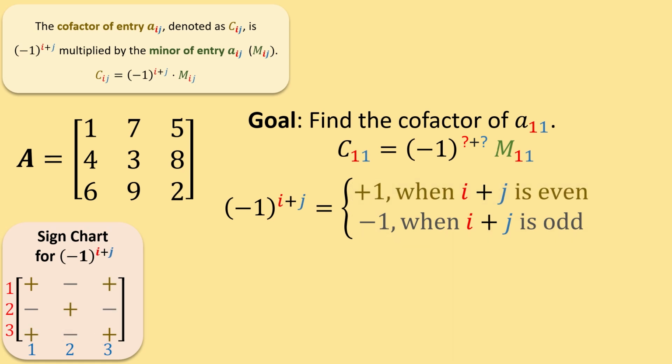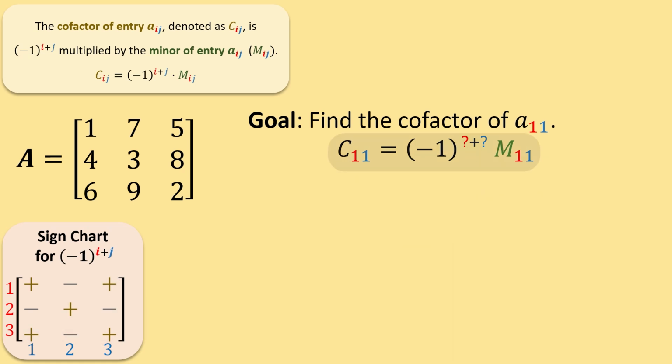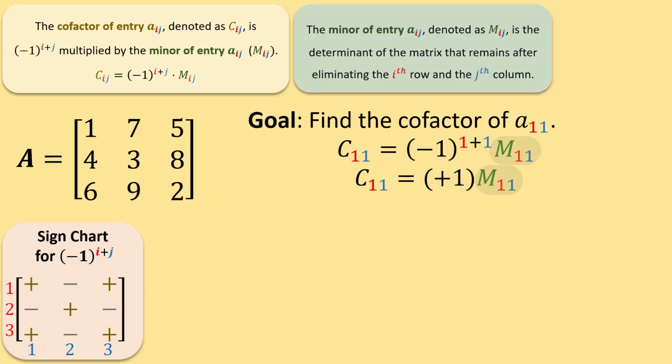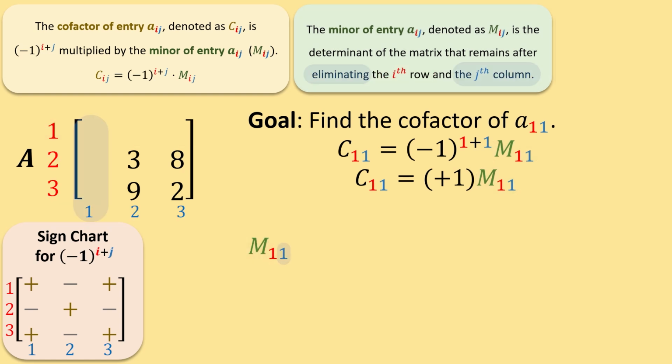Now to find our cofactor C sub 1, 1, we then take the sign in row 1, column 1, which is a positive symbol, and then we multiply that by the minor of entry a sub 1, 1, denoted by capital M sub 1, 1. To find capital M sub 1, 1, delete row 1 and column 1, and then take the determinant of the leftover 2x2 matrix.